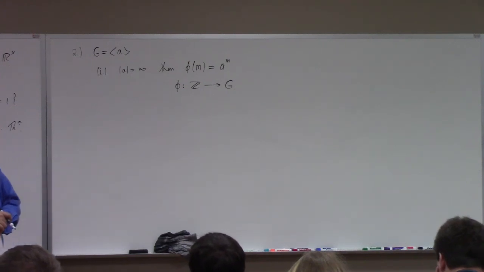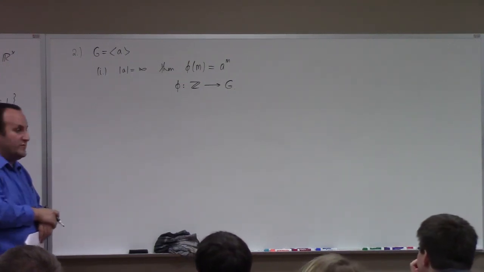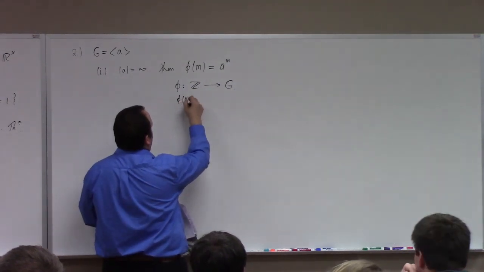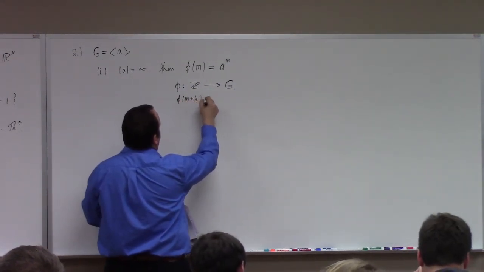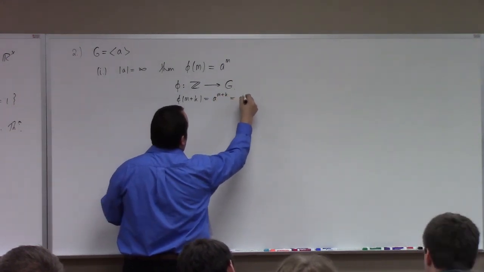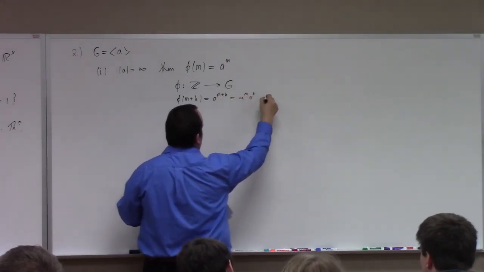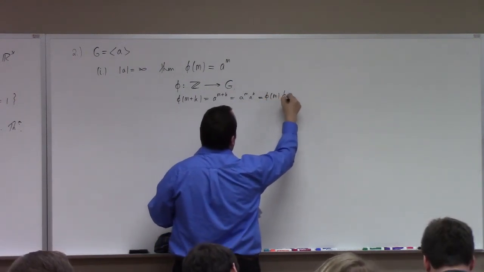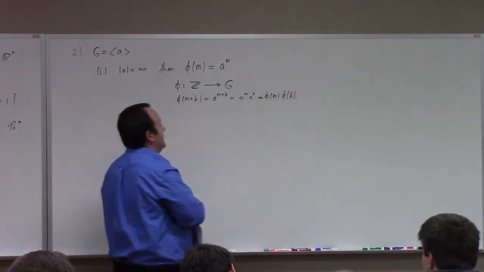Do you need me to write down why it's a homomorphism, or can you prove it? Phi of m plus k is A to the m plus k, which is A to the m times A to the k, which is phi of m times phi of k. There you go, it's a homomorphism. What's its kernel?